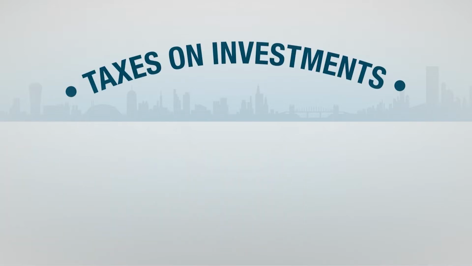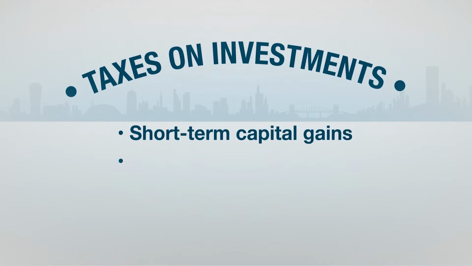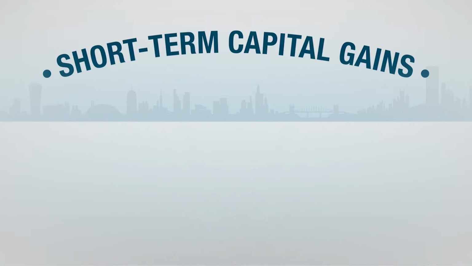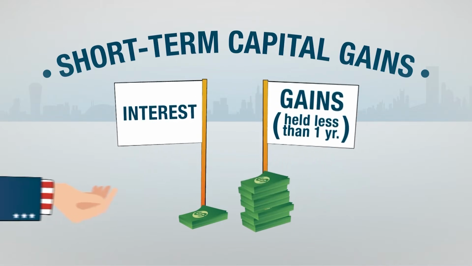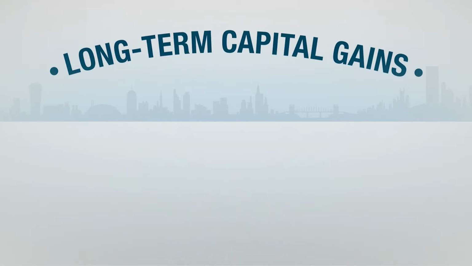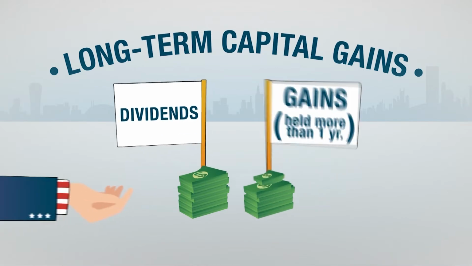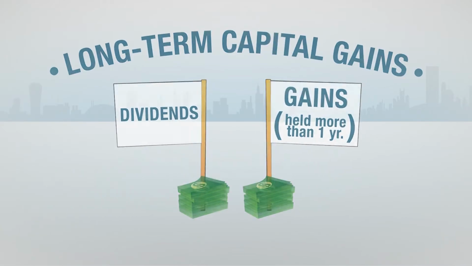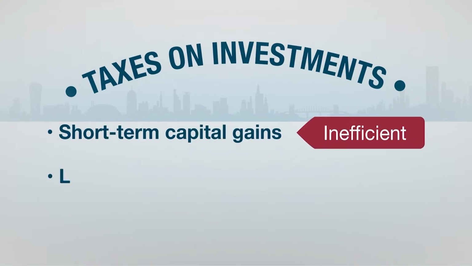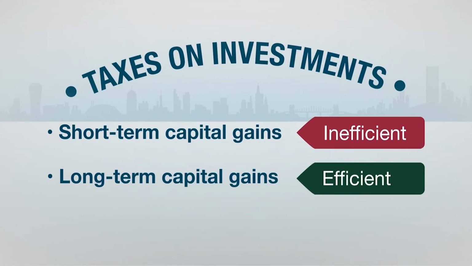over time. There are generally two categories of taxes on investments: short-term capital gains and long-term capital gains. Short-term capital gains are typically taxed at higher rates like ordinary income. Examples include interest income and realized gains on investments purchased and sold in under 1 year. Long-term capital gains, on the other hand, are usually taxed at a lower rate. Examples include qualified dividend income and realized gains on investments held over 1 year. Because tax rates differ, short-term capital gains are generally tax inefficient, while long-term capital gains are relatively tax efficient.